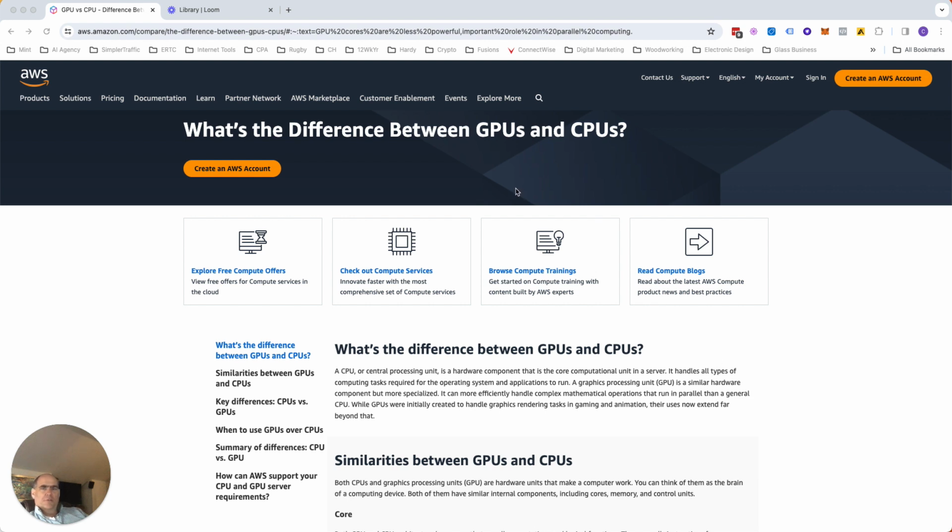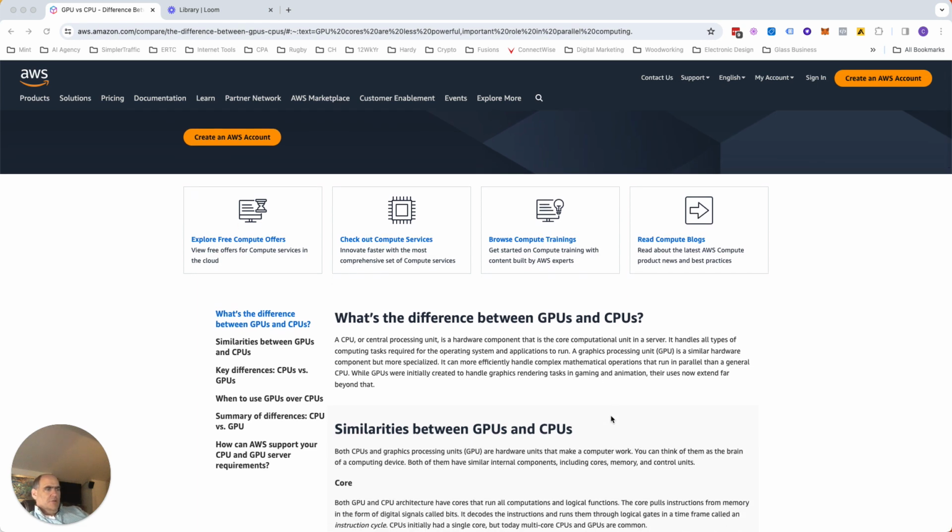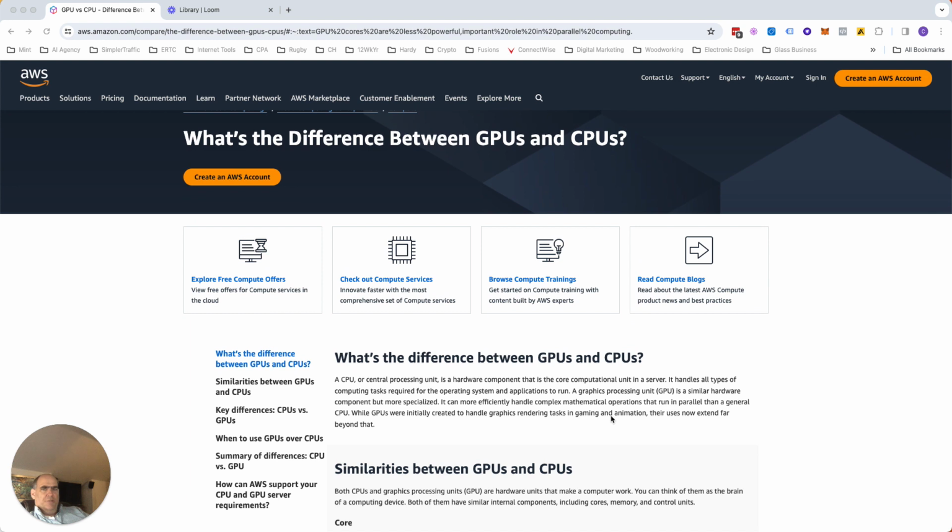One of the things to note, and the reason that we're talking about this, is that GPUs, graphical processing units, are key to AI. They're key to ChatGPT, to Bard, Gemini, all the different AIs that are out there. So AI requires GPUs in the background. The overall big picture: GPU stands for graphical processing unit, and CPU stands for central processing unit.